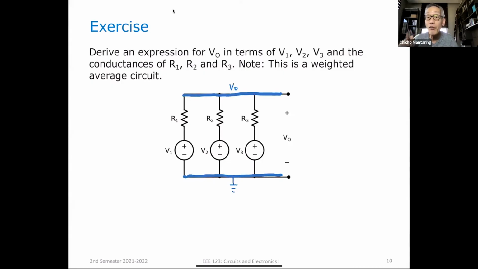If you know the node voltage, you don't have to apply KCL. It's when you don't know the node voltage that you apply KCL. Okay. So I have three currents here. These three currents.